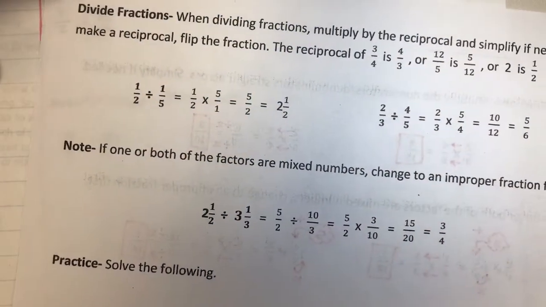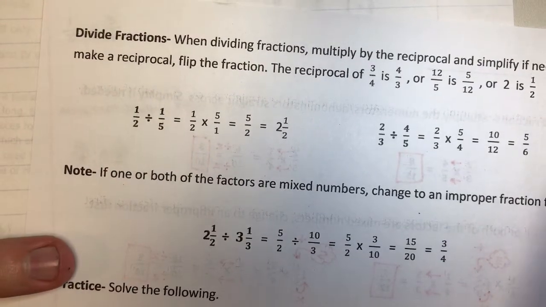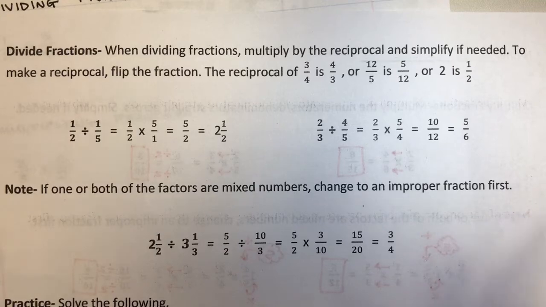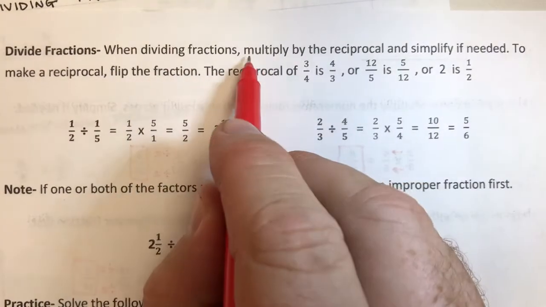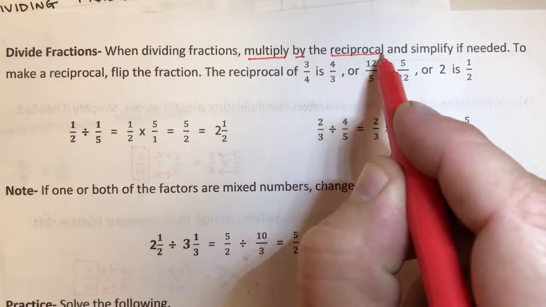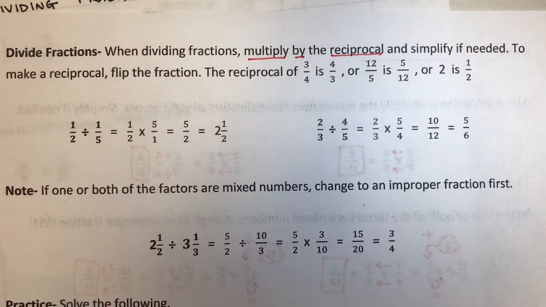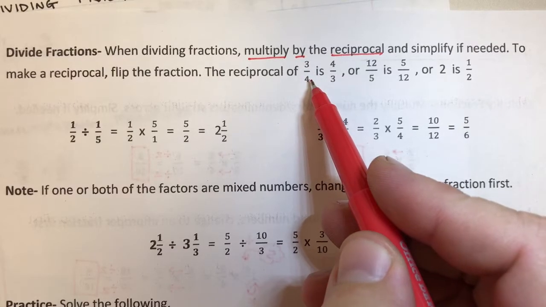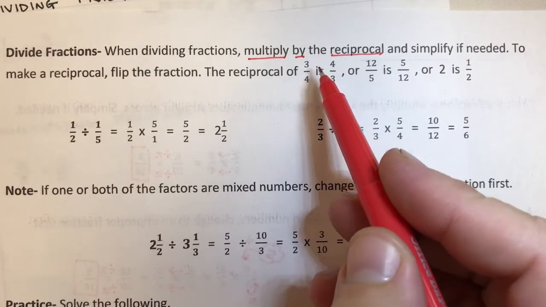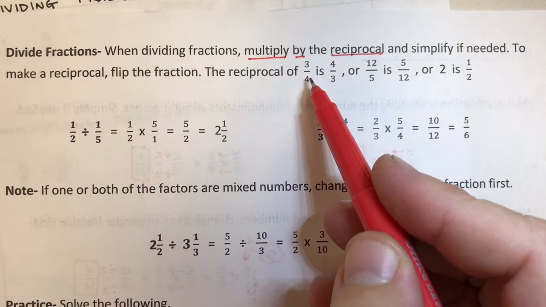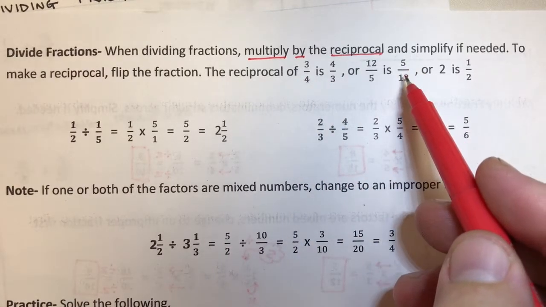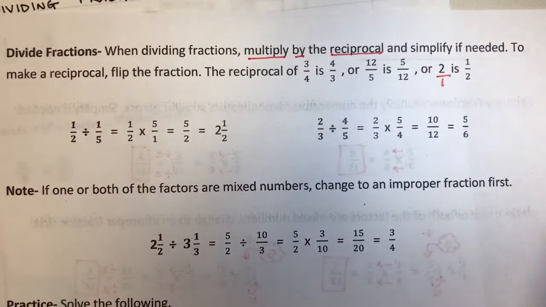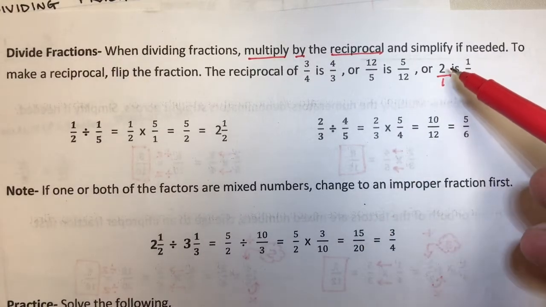Dividing fractions is a little different in the sense that you don't really divide fractions. In order to do that, you multiply by the reciprocal. So what is a reciprocal? Well, a reciprocal is taking a fraction like 3/4 and flipping it to 4/3. So 4/3 is the reciprocal of 3/4, and 5/12 is the reciprocal of 12/5. And since 2 is really just 2 over 1, that means that 1/2 is the reciprocal of 2.